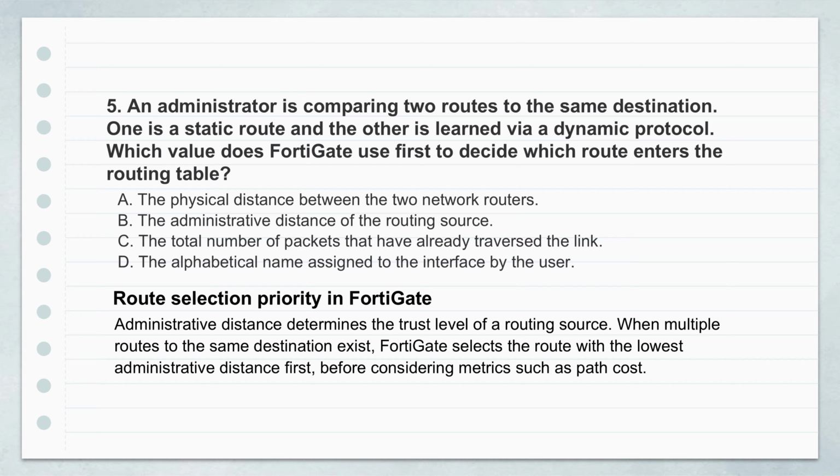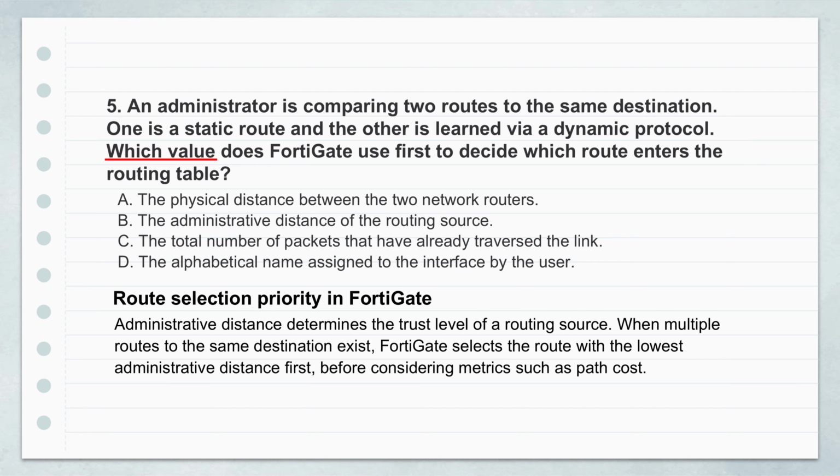So looking at question 5, classic scenario, we have two different ways to get to the same place. Two roads. One is a static route, something I, the human, typed in. The other is a route learned by a dynamic protocol, like OSPF. A very common setup. Manual backup, automatic path. The question is, how does the FortiGate decide which one to use?